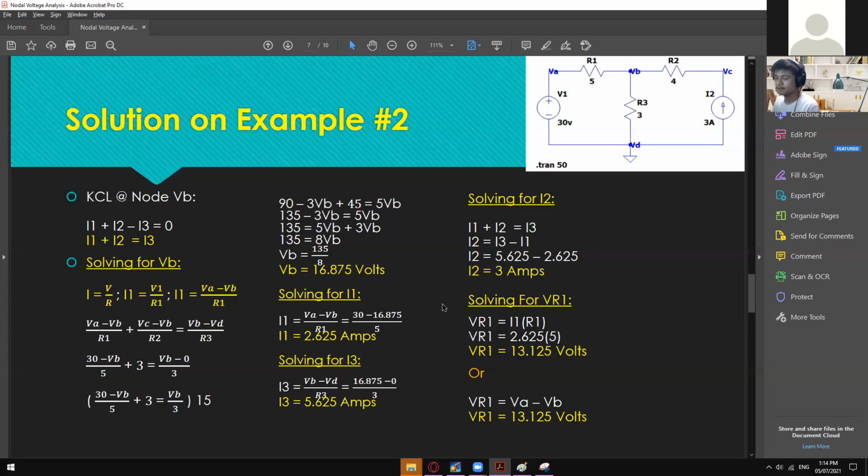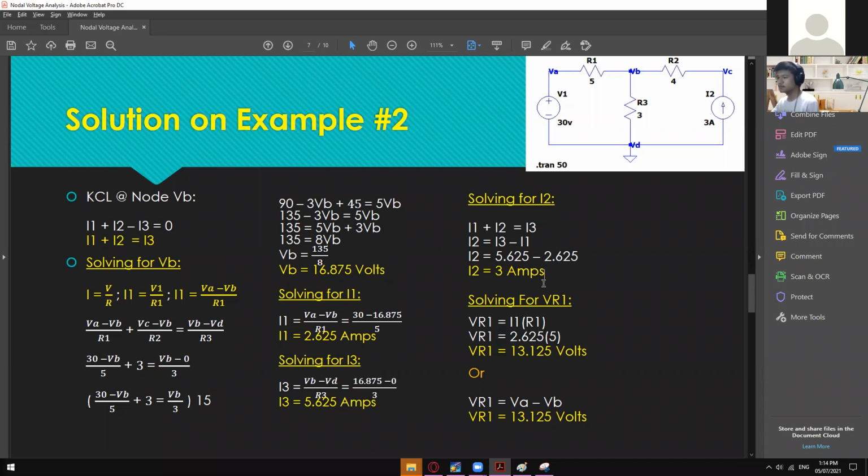So were you guys able to follow for the individual currents for the I1, I3, and then I2? Okay, very good. What about the others? So if ever that you have a question, just ask it right away. Okay, so don't be shy to ask.